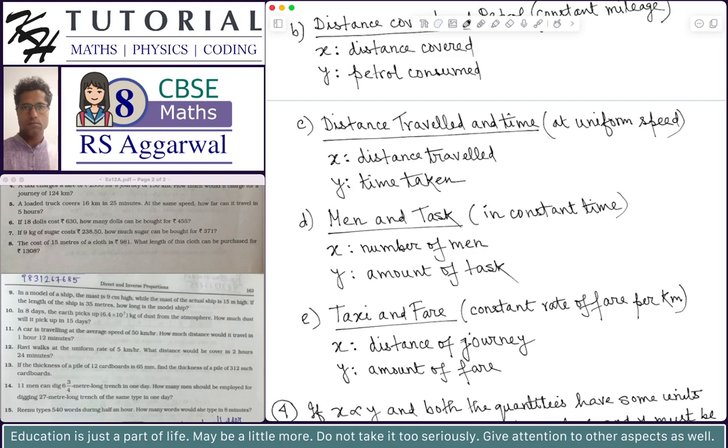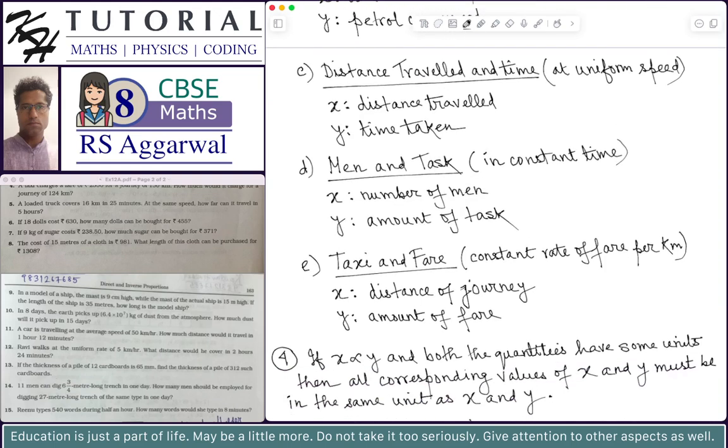The next is the taxi and fare. That is, you are traveling a certain distance by a taxi, and the taxi is charging you a fare.